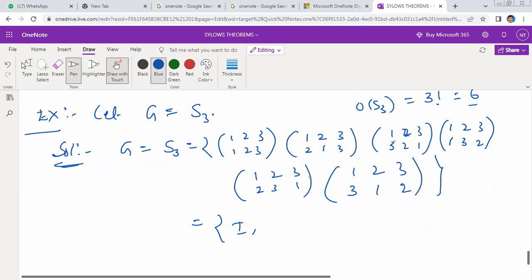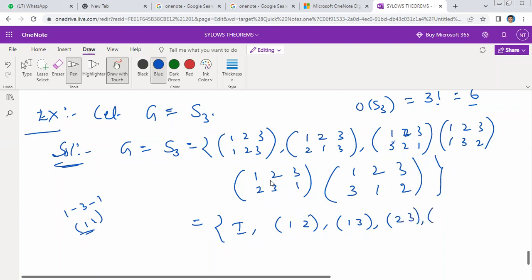Can you write these as cyclic permutations? 1 goes to 2, 2 goes to 1, and 3 is identity, so this permutation is the cycle (1 2). What about the third one? 1 goes to 3, 3 goes to 1, and 2 is the same element, therefore it is the cycle (1 3). Next, 1 is the same, 2 goes to 3, 3 goes to 2, so another permutation is (2 3).